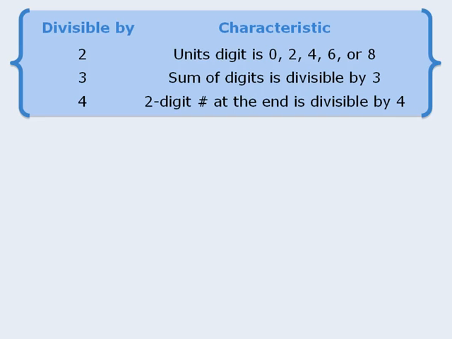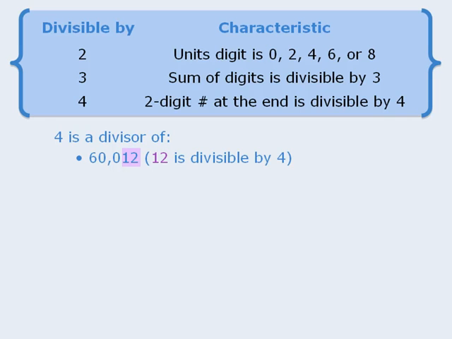To determine whether a number is divisible by 4, just look at the number that is created by the last 2 digits. If that number is divisible by 4, then the entire number is divisible by 4. So, for example, 4 is a divisor of 60,012 because the number created by the last 2 digits is 12, and since 12 is divisible by 4, we know that 60,012 is divisible by 4.